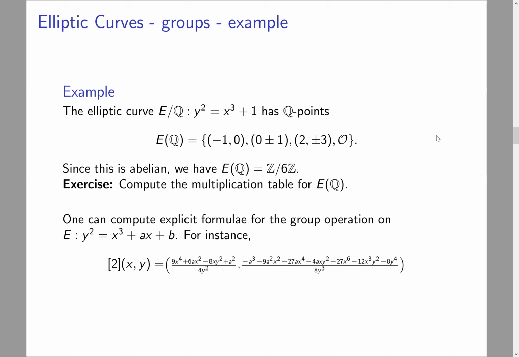This is quite an odd group operation. For instance, you can work out formulae to tell you exactly what the coordinates of a sum of points is. As an example, if I take a point (x, y) and add it to itself, I double it, I multiply it by 2 in the group. This crazy mess is the formula for the coordinates of the output. These ridiculous rational functions in x and y.